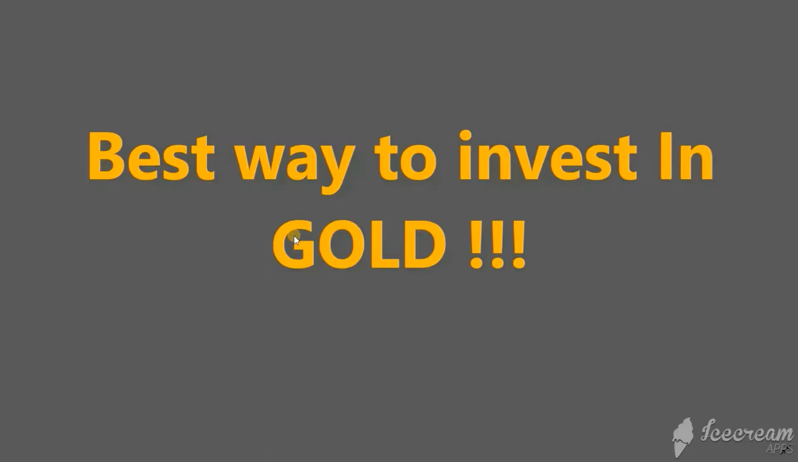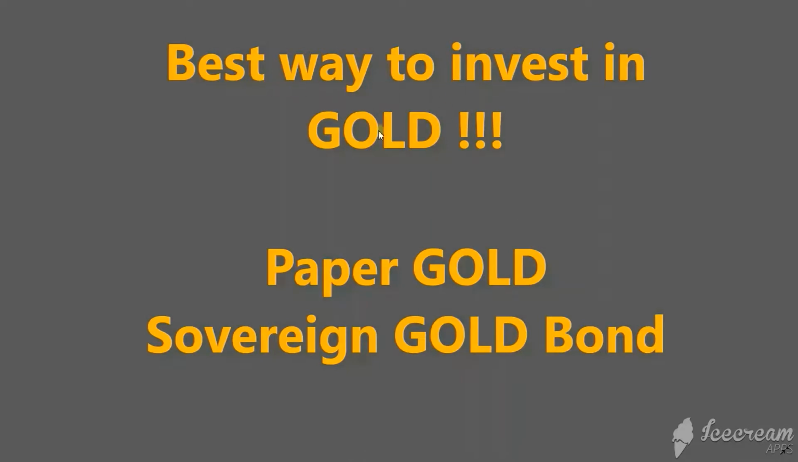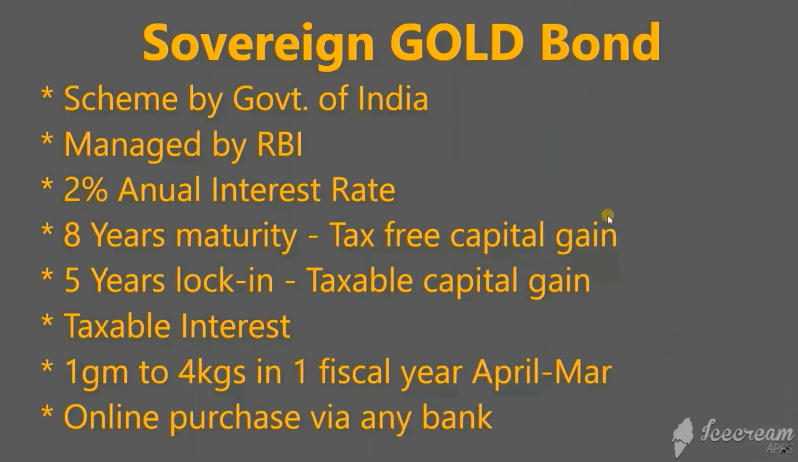Okay, now the last and the most important part, best way to invest in gold. So the best way to invest in gold is to buy the paper gold. Instead of buying the real physical gold, it is better to buy the paper gold. And in case of paper gold, the best option in India is the sovereign gold bond. So let's understand more about the sovereign gold bond.